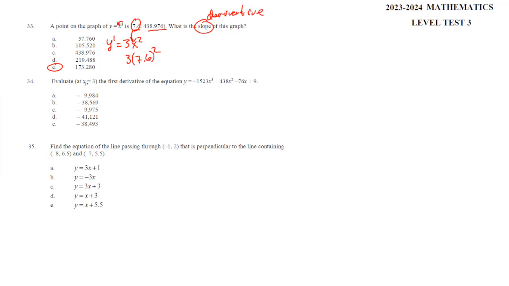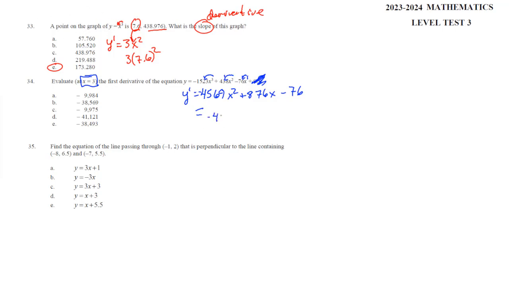Number 34, evaluate at x equals 3. That's important. We're going to take the first derivative. The 3 is going to come down here, and we get negative 4569x squared, and that guy jumps down there, plus 876x minus 76. Notice there's a 1 right there that comes down in front. And then that's an x to the 0, which means it goes away in the derivative. So now we're going to stick in 3 here to find the slope. Exactly what we did on number 33.